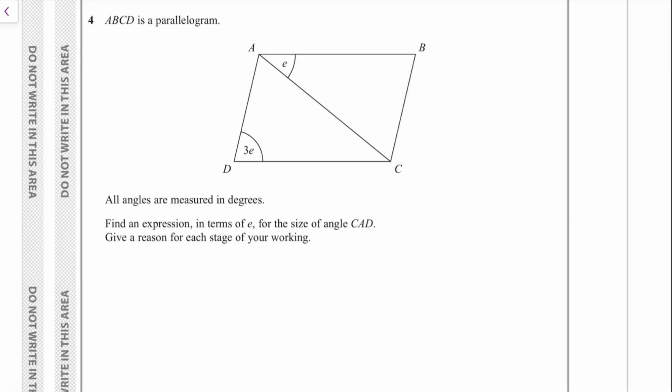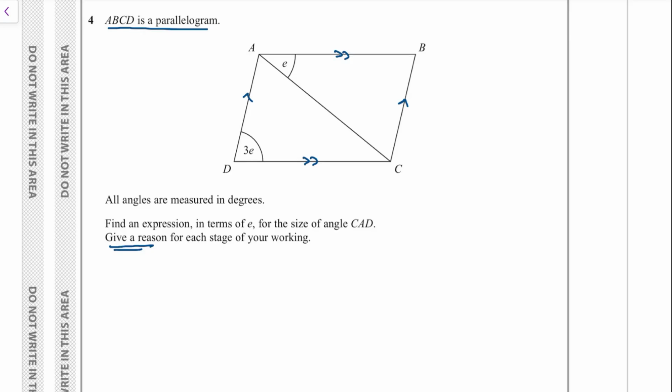Okay, this is why we read it all carefully. ABCD is a parallelogram, which means that's parallel to that, that's parallel to that, and this is parallel to this. All angles are measured in degrees. Find an expression in terms of E for the size of angle CAD. Give a reason for each stage. Now, the way that I like to think about this is try and get the answer first and then write it out with the reasons.